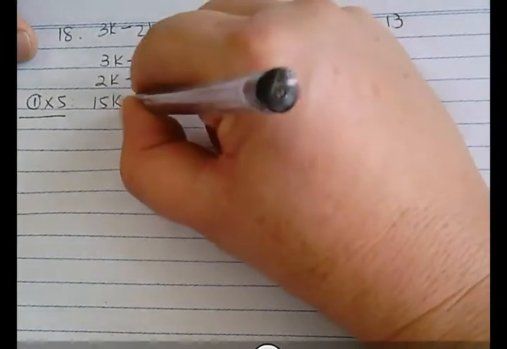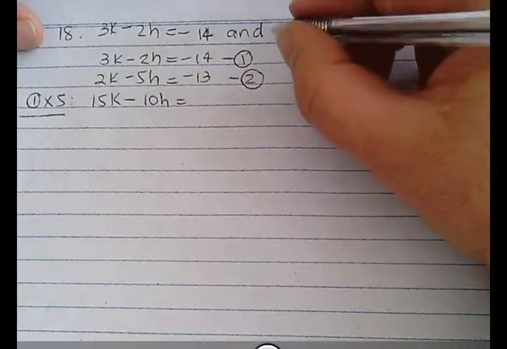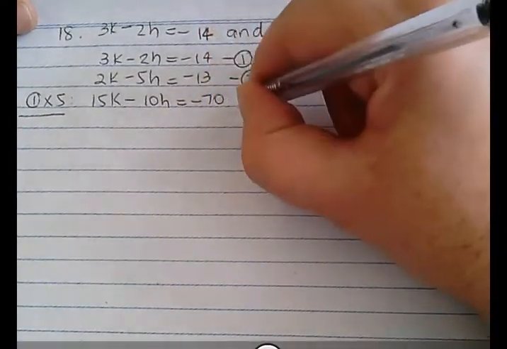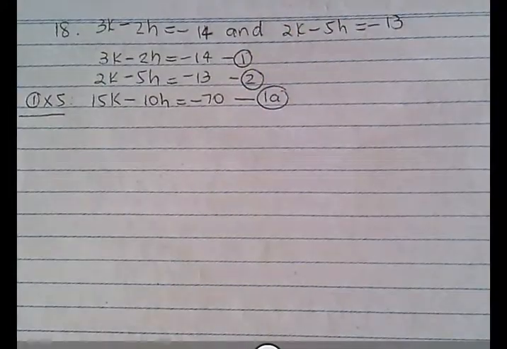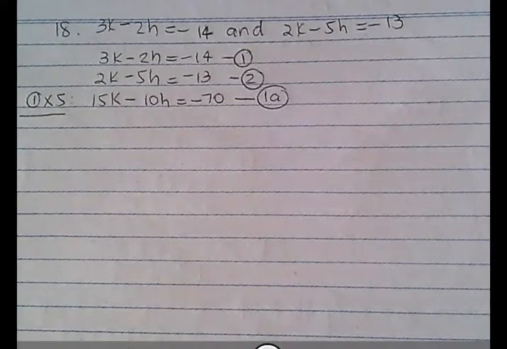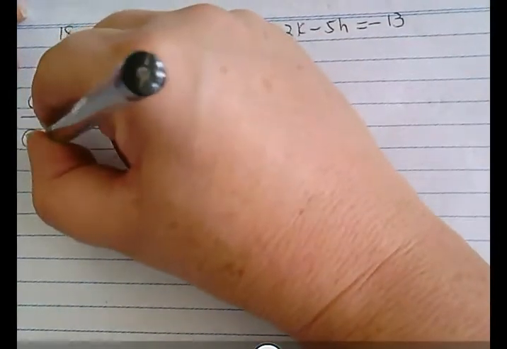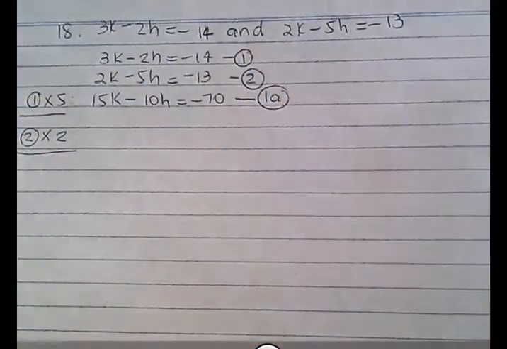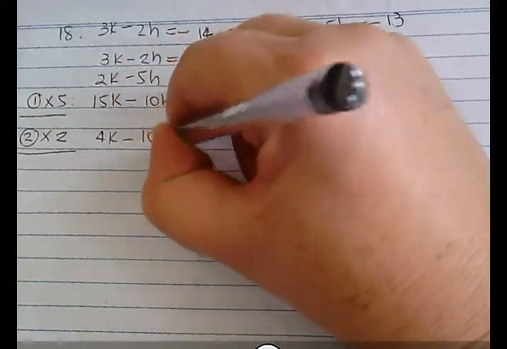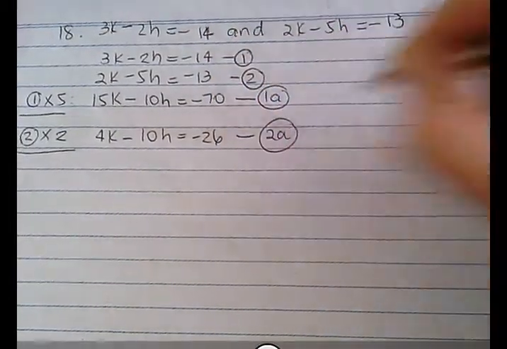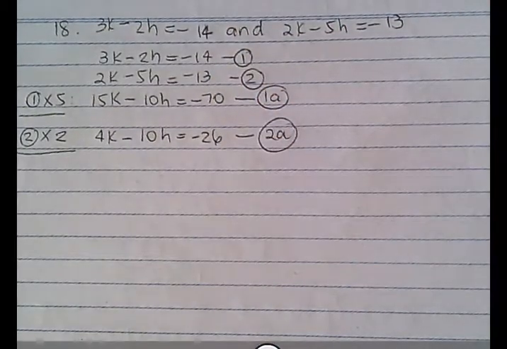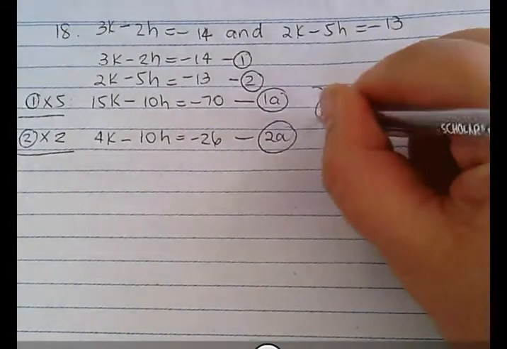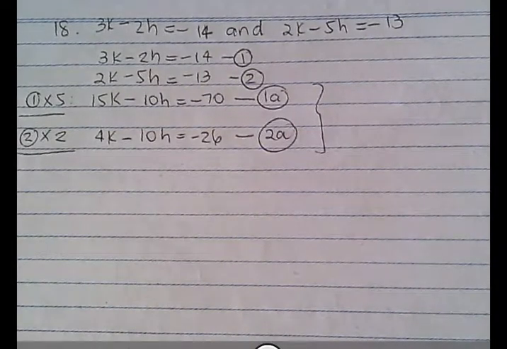What do you get? 15k minus 10h equals, 14 times 5, negative 70. I know it's a bit yucky. I'm going to call it equation 1a. Normally you would not do this. I'd multiply the first one by 2 and the second one by 3, right? Then I want to do equation 2 times what? 2. And I've got 4k minus 10h equals negative 26. I'm going to call that equation 2a. I mean, look, you can call it equation 3 and 4, but I like 1a and 2a because I know that 1a came from 1 and 2a came from 2. Now, the reason I've done this, are you going to add 1a and 2a or subtract them?